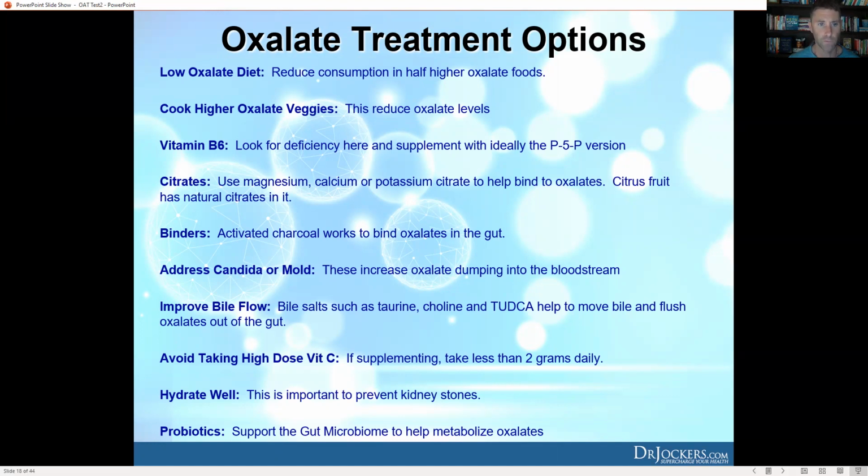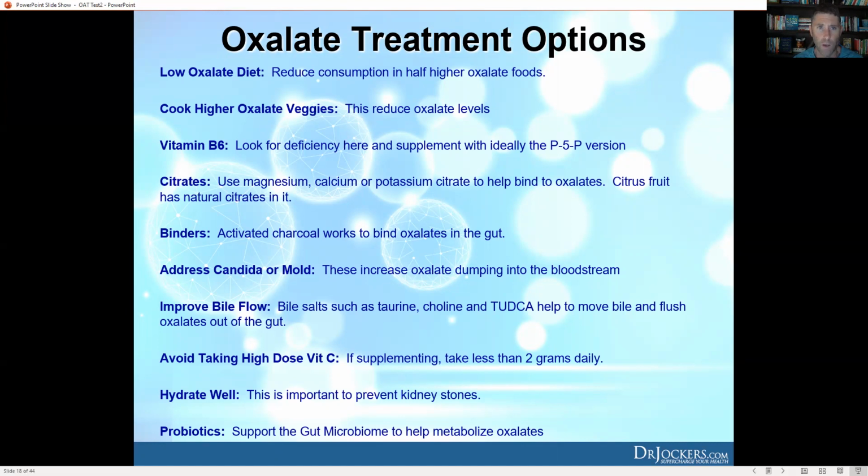Also citrates. So binders and citrates like magnesium, calcium, or potassium citrate help bind to oxalates. Citrus fruit like lemons and limes, putting that on your food, has natural citrates in it, which can help bind. The citrate will bind to the oxalate, help move the oxalate out of your system. Vitamin B6, if you're deficient there, you really want to supplement with B6. Ideally, the P5P version, pyridoxal 5-phosphate, which is the activated version of B6.